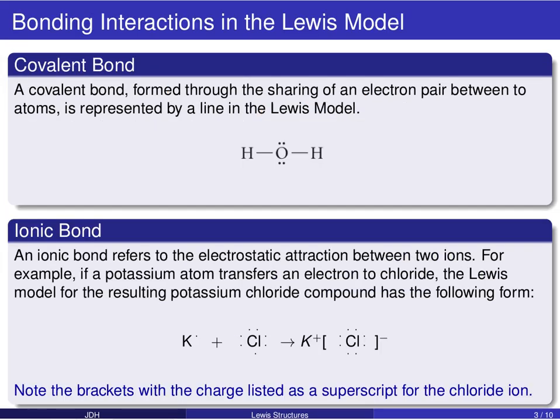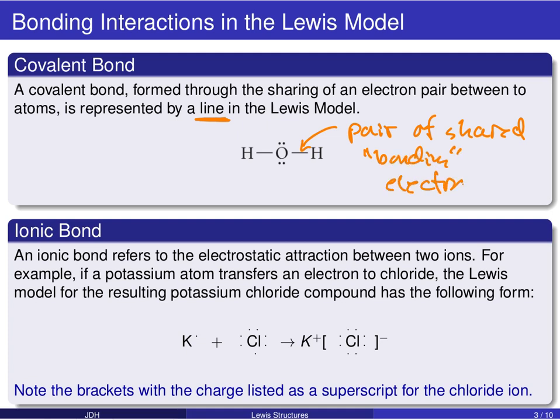But then, of course, we need to be able to represent bonding interactions within the Lewis framework. The Lewis model gives a very simple, straightforward way to represent a bonding interaction. In the Lewis model, we're simply going to use a line, so a given line represents a pair of shared or bonding electrons. In the context of an ionic bond, remember we don't have sharing, we have an electron transfer process occurring. In that case, we actually see that electron transferred over to the receiving element.